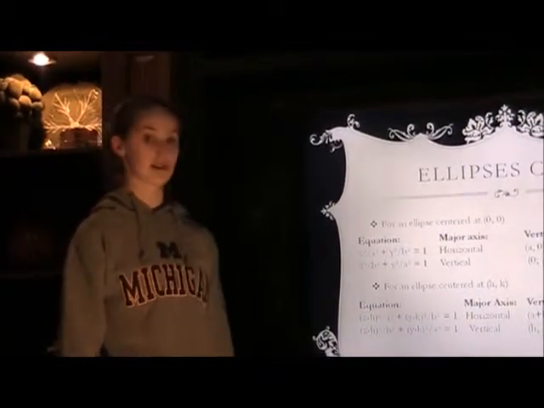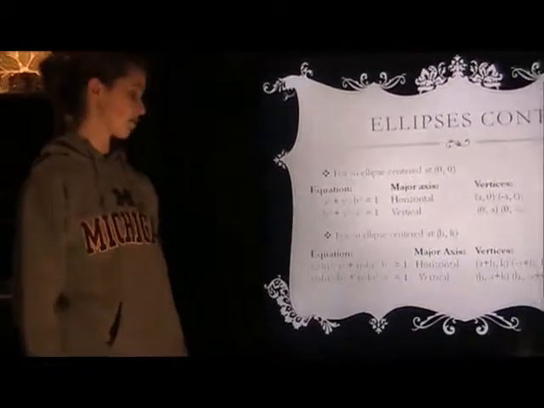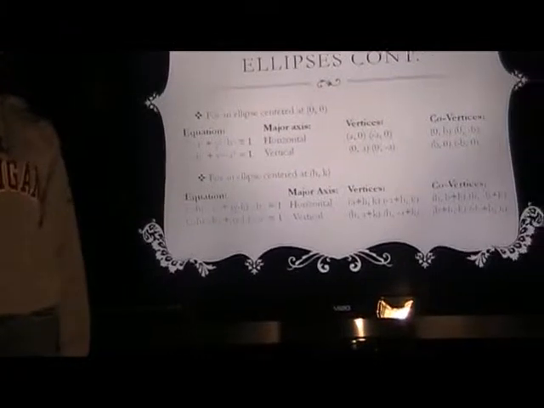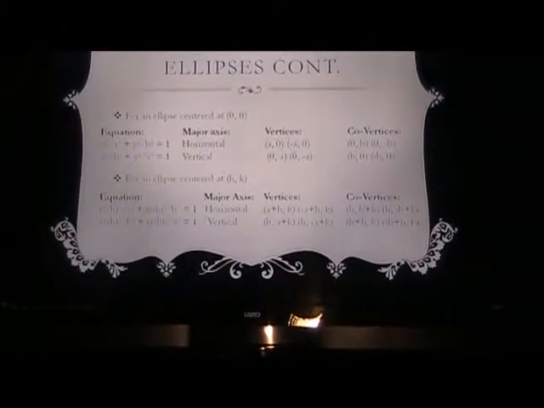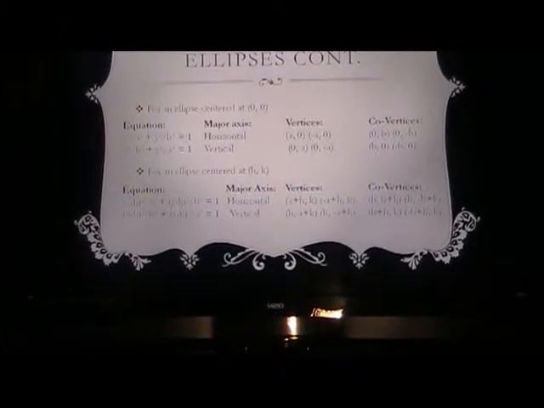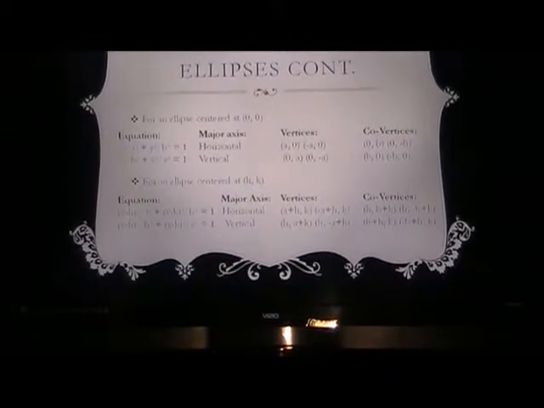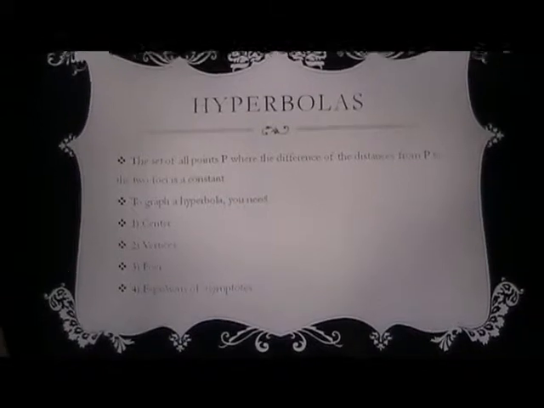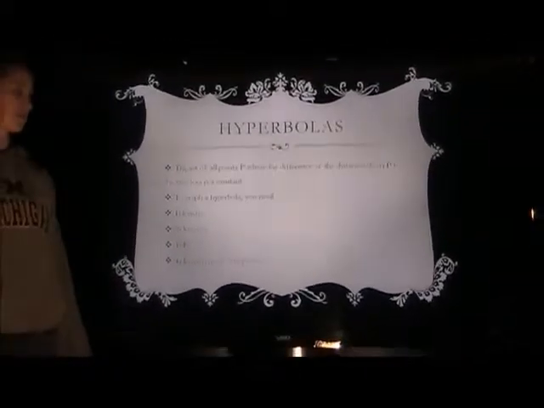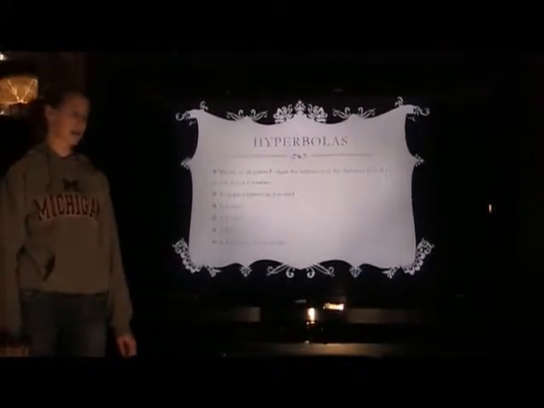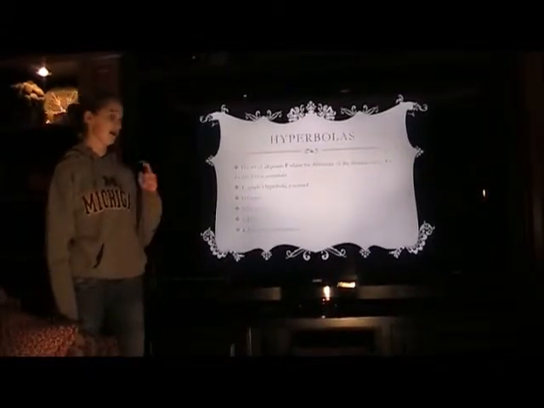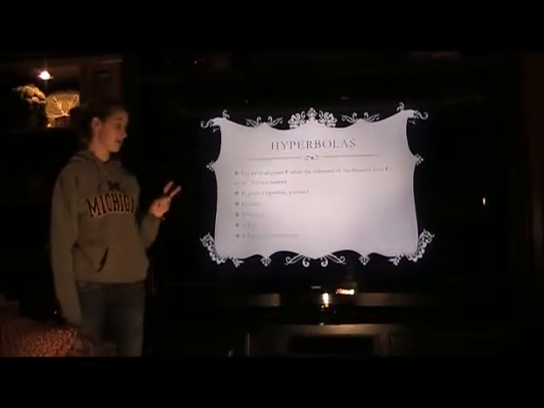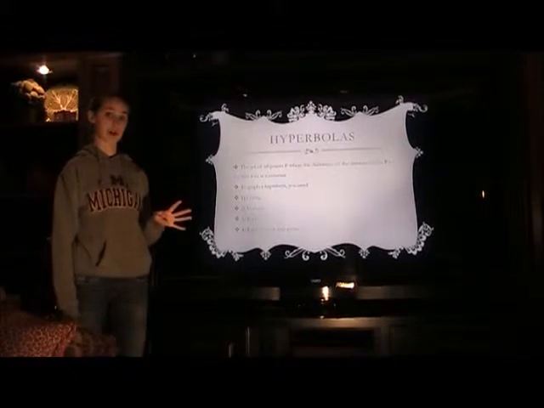For an ellipse centered at (h, k), the equation would be (x minus h) squared over a squared plus (y minus k) squared over b squared equals 1 if the major axis was horizontal. Hyperbolas. The set of all points P where the difference of the distances from P to the two foci is a constant. To graph a hyperbola, you need center, vertices, foci, and equations of asymptotes.